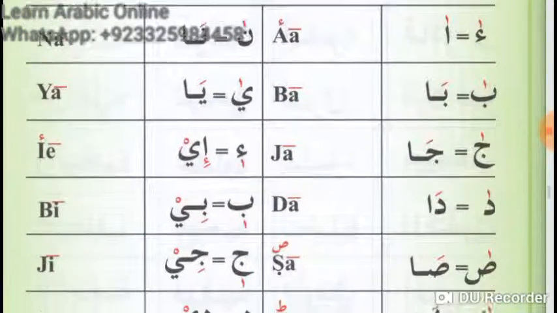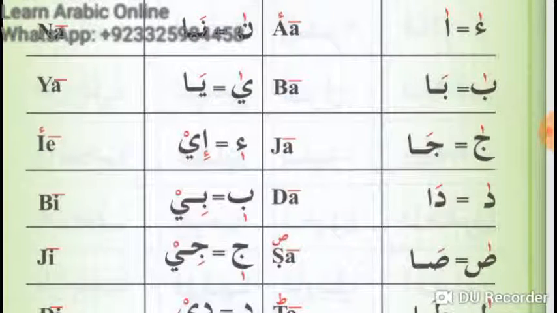Noon erect fatha. Am I saying noon erect fatha alif? Look, noon erect fatha, na, is equal to noon, fatha, alif, na. Okay, thank you. Ya erect fatha equals ya, alif, fatha, ya. Hamza erect kasra. Yes, correct. Equals alif, hamza, kasra, ya, sukun.